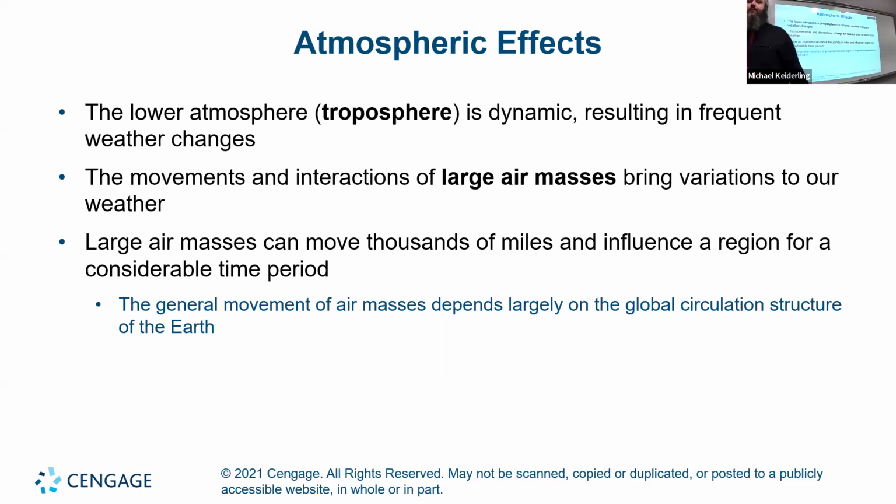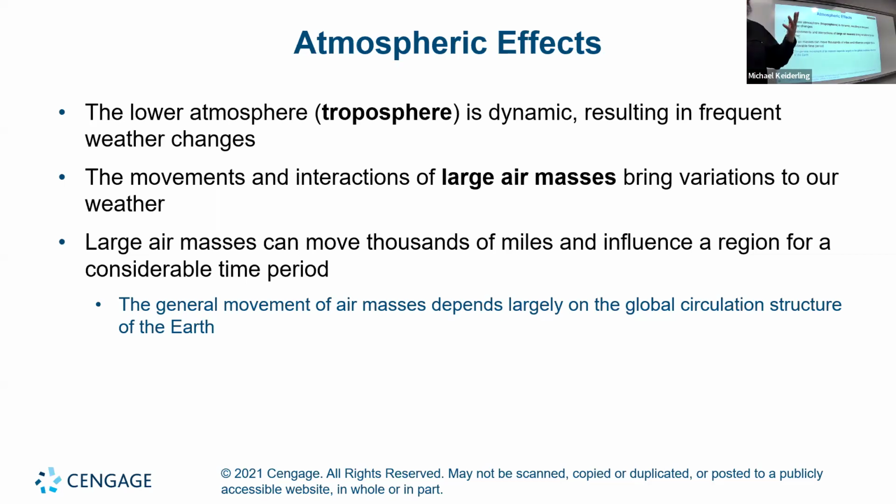So the lower atmosphere, the troposphere, which we are in, is dynamic. This leads to frequent weather changes, as we've seen in the last week or so. What the hell has been up with the weather the last week? And the movements and interactions of large air masses bring variation to our weather. So we've seen some dramatic movements of large air masses recently, especially with going from 80 to 30 something and snowing. So large air masses can move thousands of miles and can influence a region for a considerable time period.